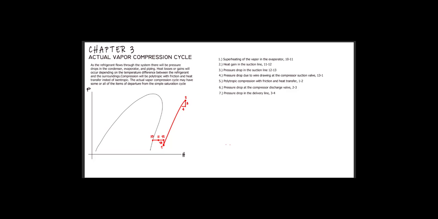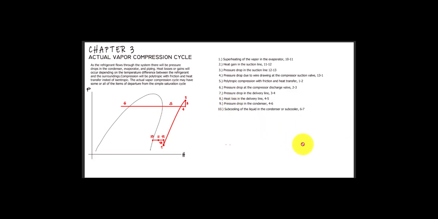Then next we have heat loss in the delivery line, 4 to 5. When we say delivery line, that is the piping from the compressor going to the condenser. Then next we shall have the pressure drop in the condenser, 4 to 6. So from the compressor going to the condenser, we shall also observe a pressure drop.